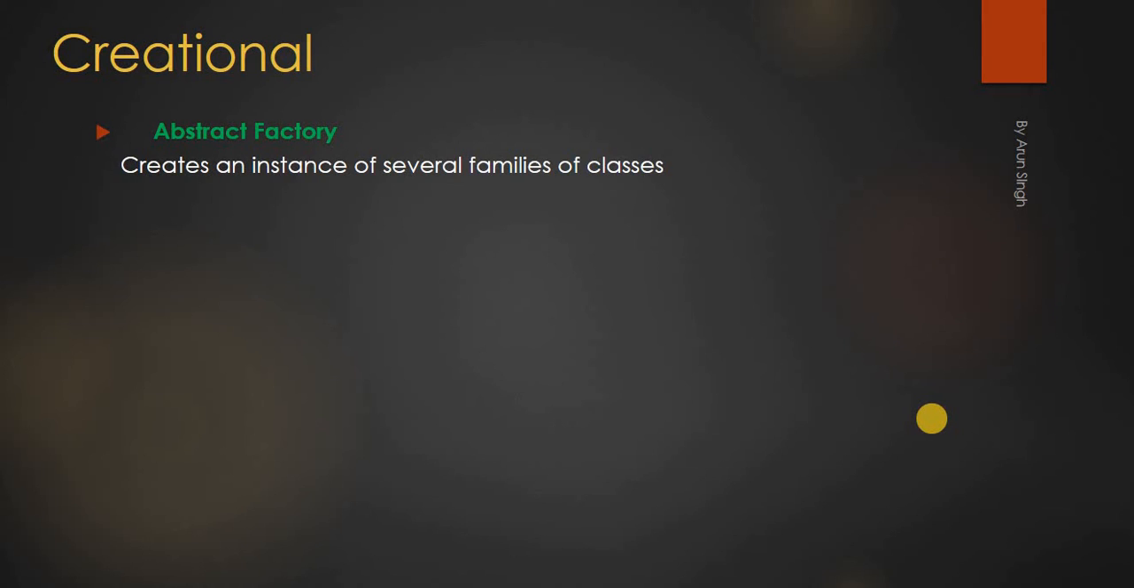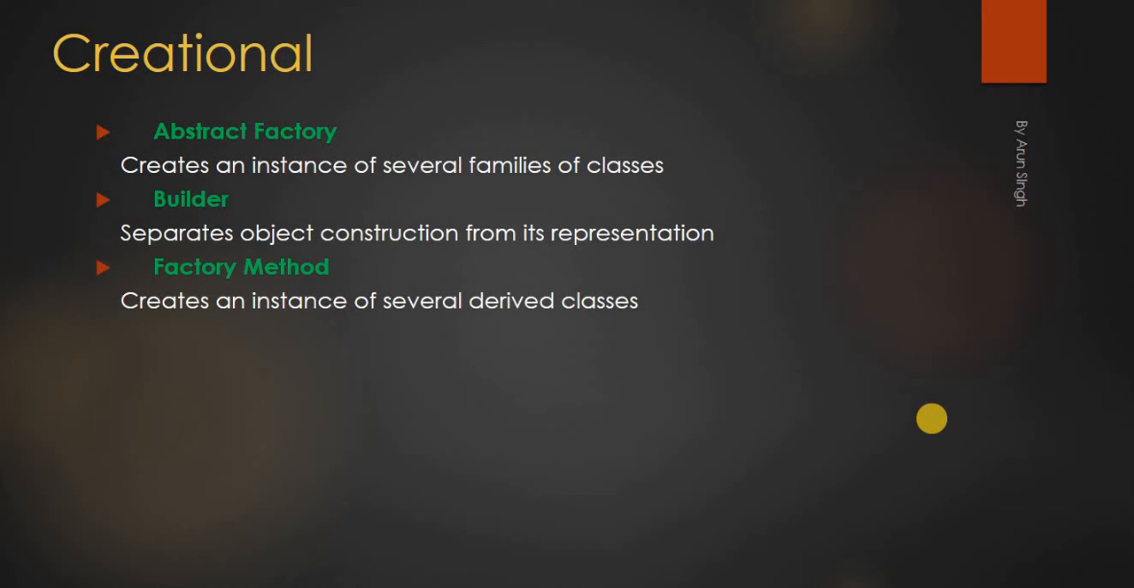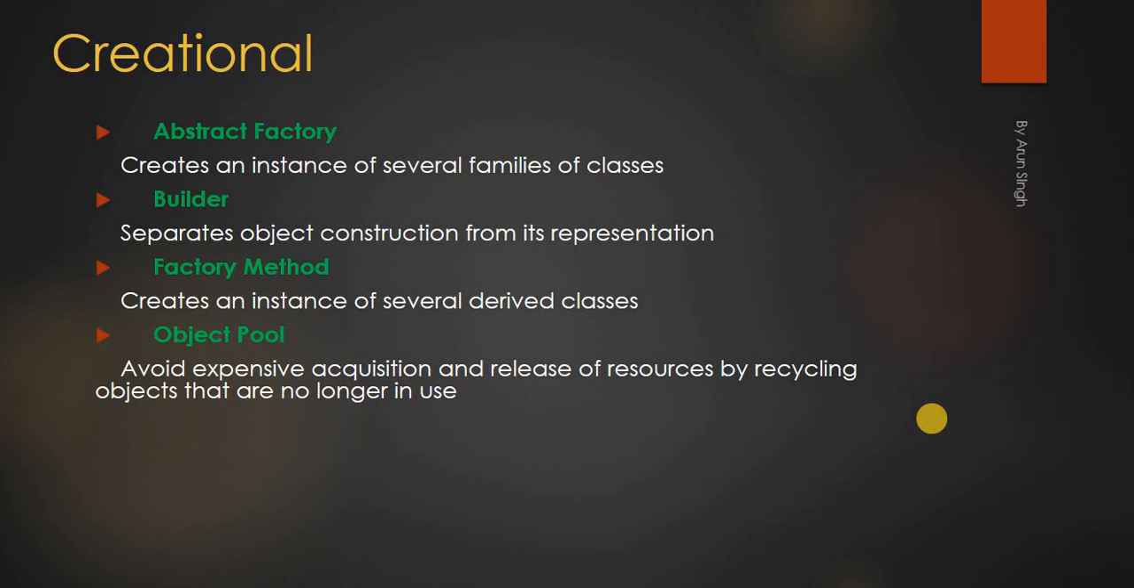I will talk about abstract factory, which creates an instance of several families of classes. Builder separates object construction from its representation. Factory method creates an instance of several derived classes. Object pool avoids expensive acquisition and release of resources by recycling objects that are no longer in use. Prototype, a fully initialized instance to be copied or cloned.